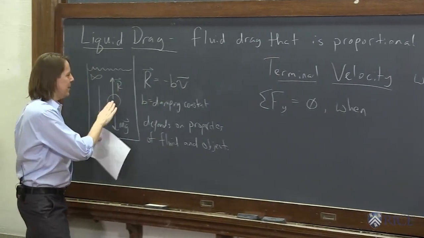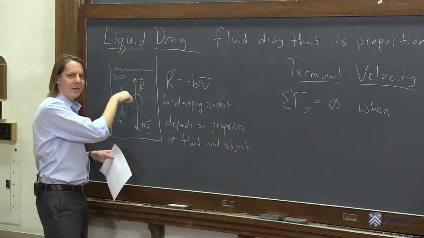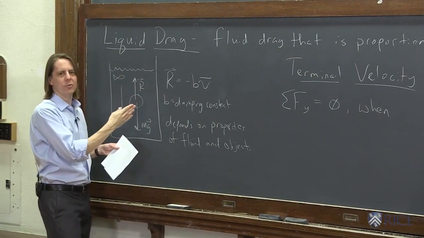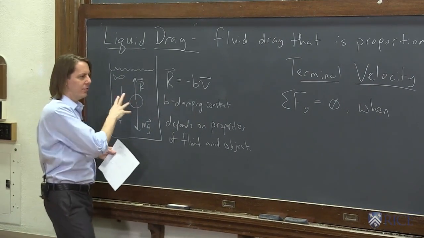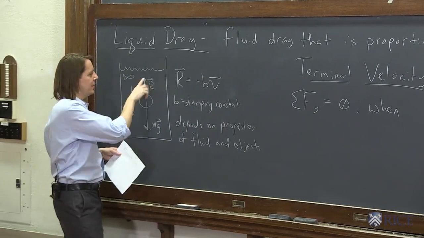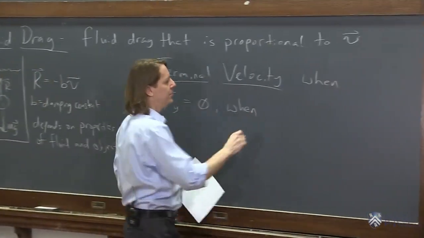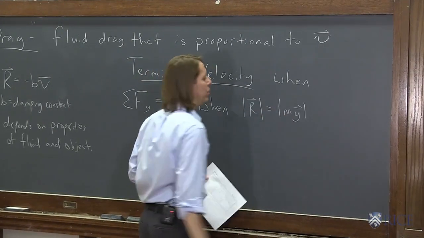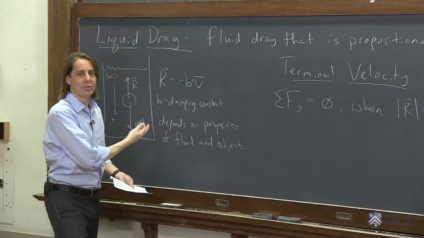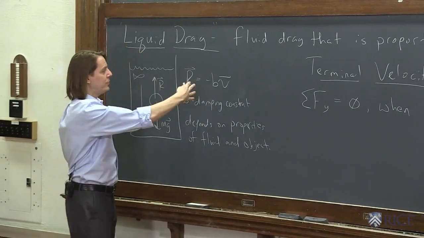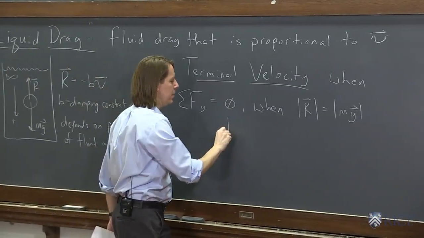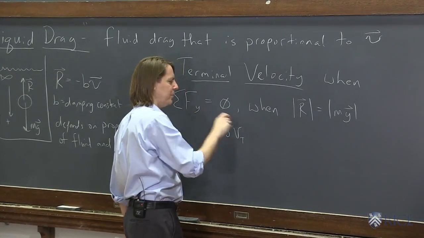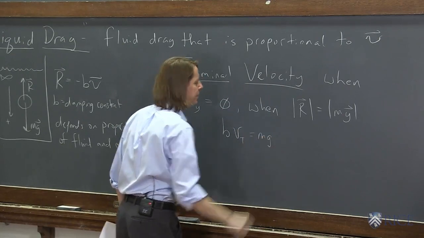Well, the drag always opposes what's making it move. So gravity's pulling it down, the drag is the other way. So really this just means that the magnitudes are equal. Since they're opposite direction, their sum is equal to 0. This is really just saying that the magnitude of r equals the magnitude of mg, or you could just say when these forces balance. So if we go with the magnitudes, then this one is just bv. In this case, it's the terminal velocity because we're talking about the specific case, equals mg.